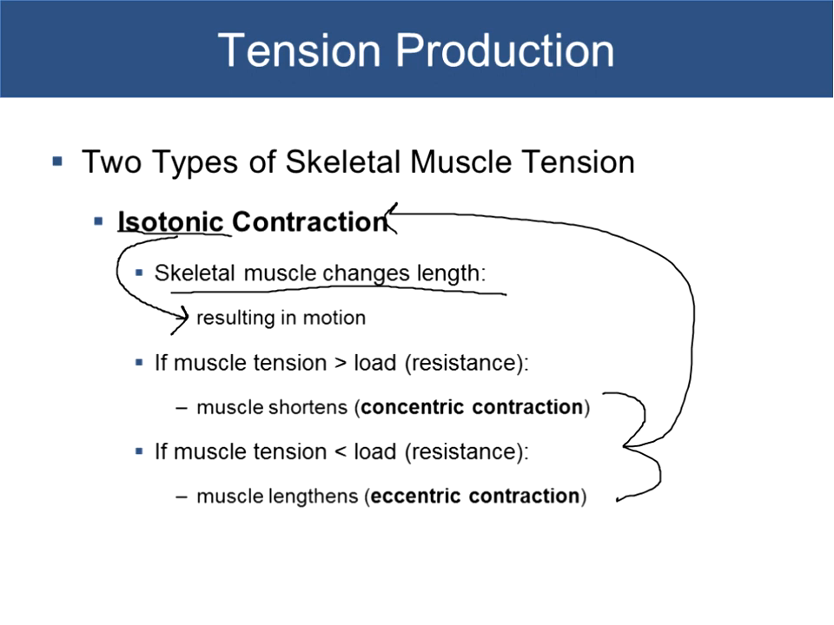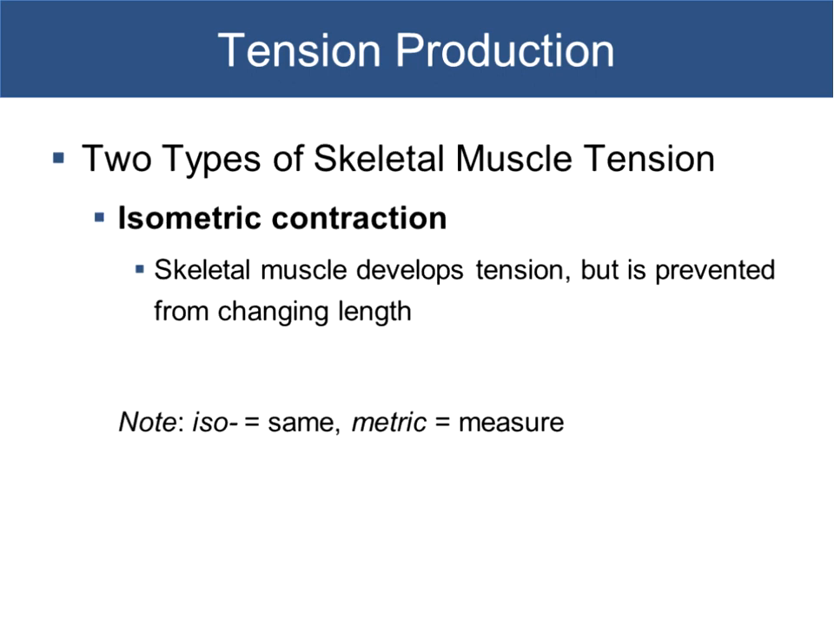So if isotonic contractions are changes in muscle length, then what do you think isometric contractions are? That's right. Skeletal muscle develops tension, but it doesn't actually change any length. That is an isometric contraction. A great example of that would be carrying groceries. If you're carrying groceries, you are developing muscle tension in your arms, or another example is doing planks or just holding in the push-up position. You're not really changing the length of those muscles, but they're still developing tension. They're still doing work. So with isometric contractions, the muscle doesn't change any length. However, it's still doing work.